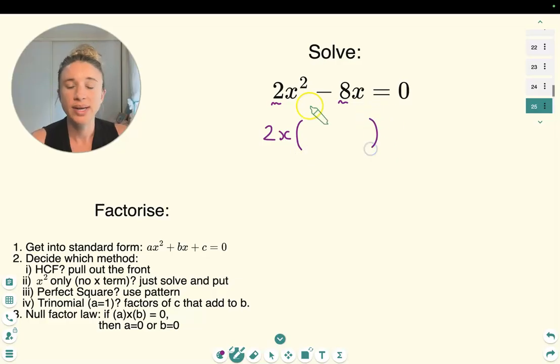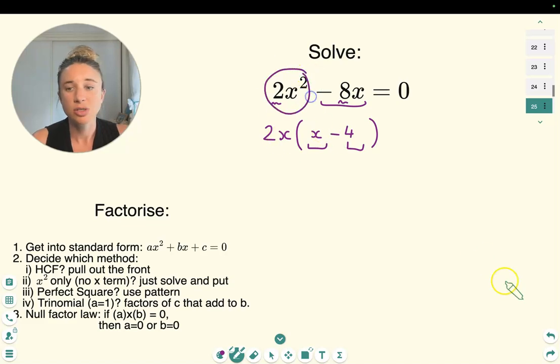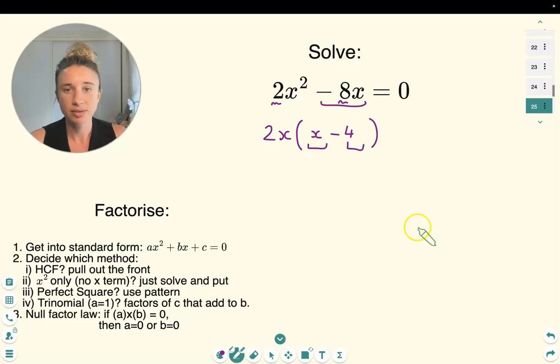Then we are just going to work out, 2x times what would give me 2x squared? Well, 2x times x. 2x times what would give me negative 8x? So 2 times negative 4 would give me negative 8. And then x is already there. So that is all right. And if you wanted to check, 2x times x gives me x squared, and 2x times negative 4 gives me negative 8x. It's not finished yet. We have factorized, we've put it into brackets.